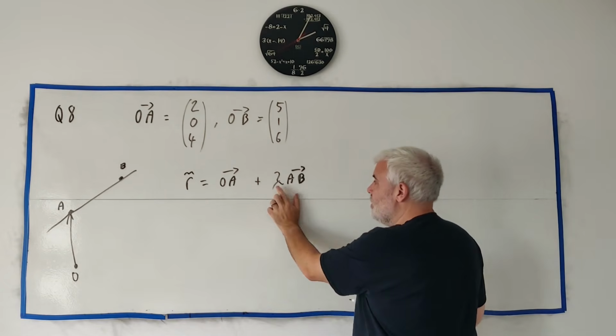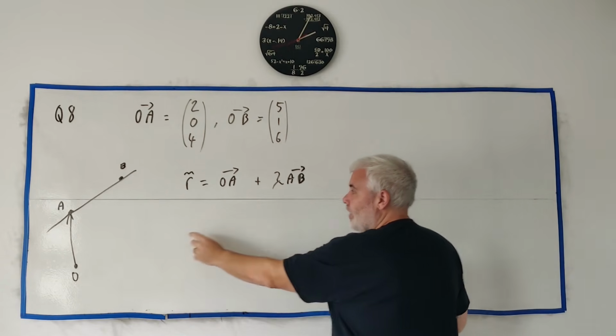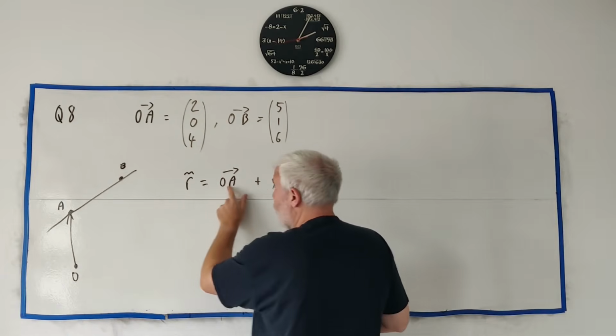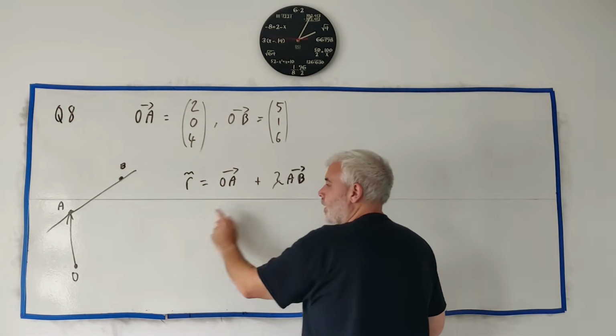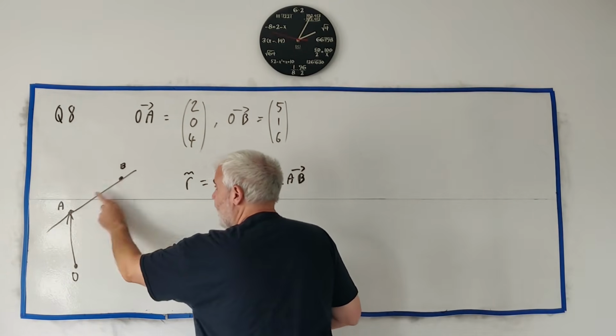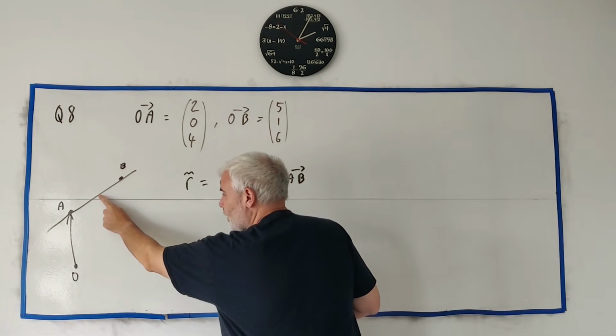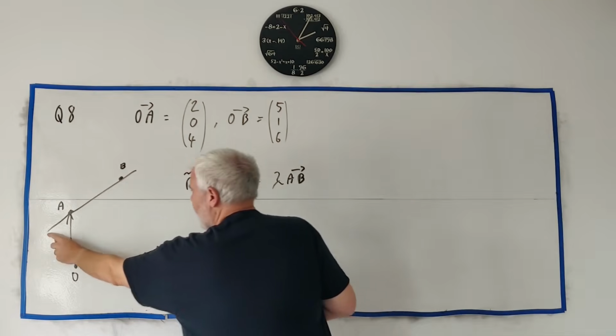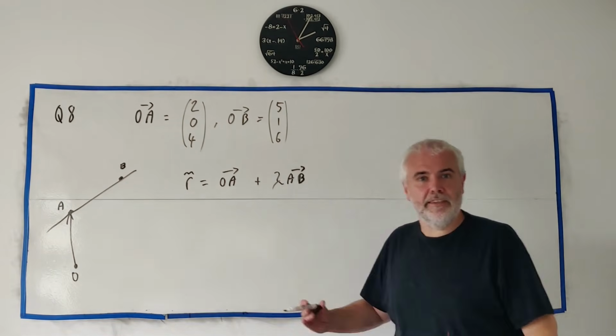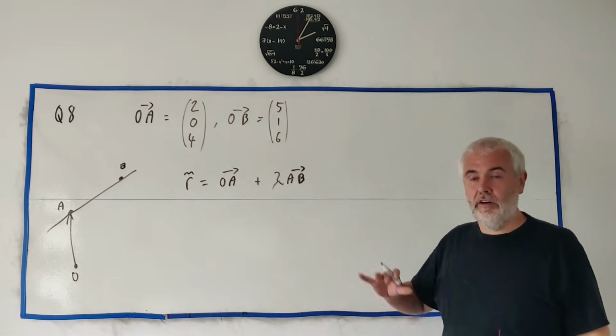For example, if I put 0 in here, I would end up at A. I would just go 0 to A. If I put 1 in, I would go 0 to A, then A to B. I would end up at B. If I put a half in, I'd end up here. If I put minus a half, I'd end up there. That's how we get the equation of a line.